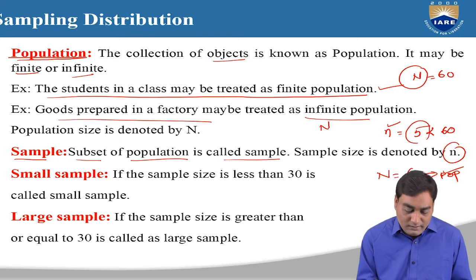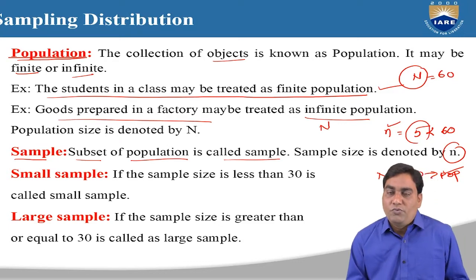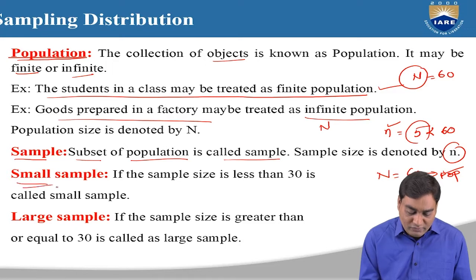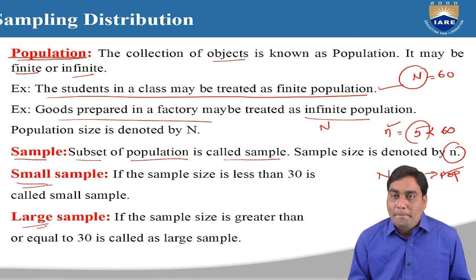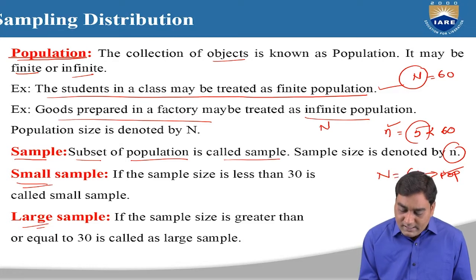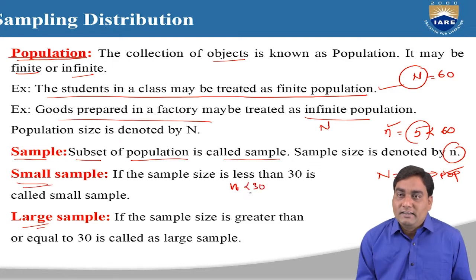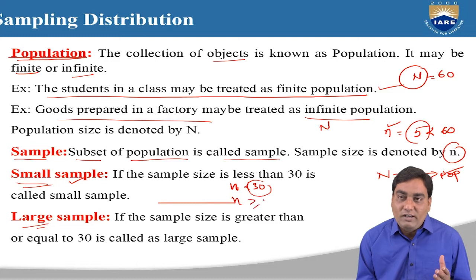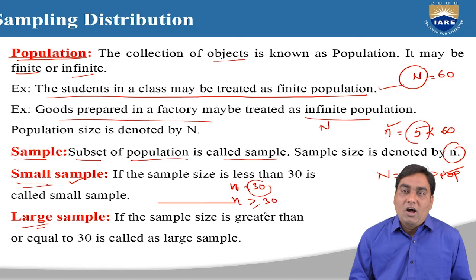Here, the sample is divided into 2 parts: one is small sample and one is large sample, based on the size of the sample. The sample size is denoted by small n. If this size is less than 30, such types of samples are known as small samples. If the sample size is greater than or equal to 30, then such types of samples are known as large samples.